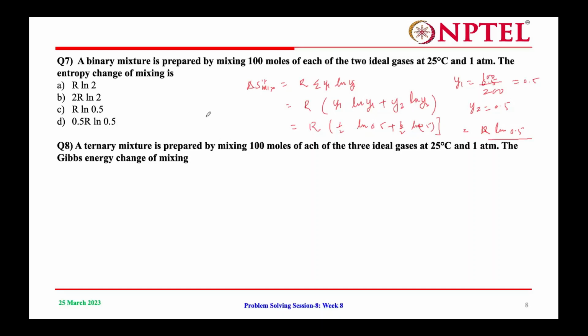Is it clear or not? Here, as for the binary mixture, right? The answer is C.